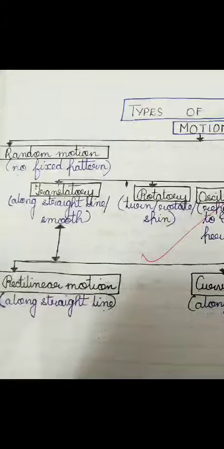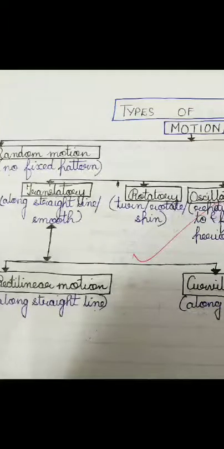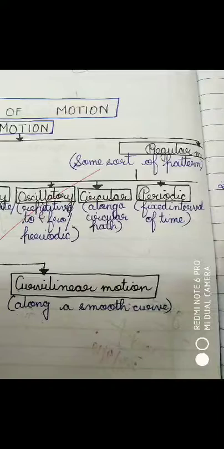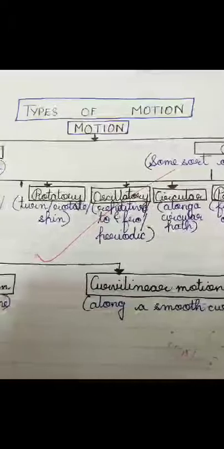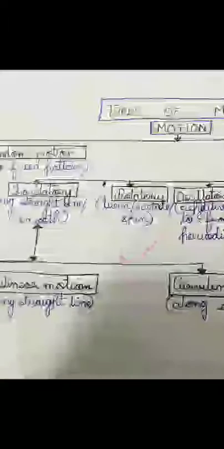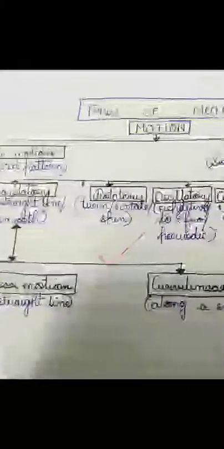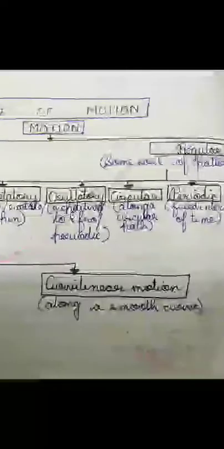So what is a random motion? A motion that has no fixed pattern. For example, a fly, it won't move in a particular direction, it will be moving anywhere around. A mosquito, okay. And the other one is regular motion. A regular motion is something that has a particular pattern. Regular motions can be categorized into a number of others. For example, translatory motion, rotatory motion, oscillatory, circular motion, periodic motion, and these are the types of regular motion.